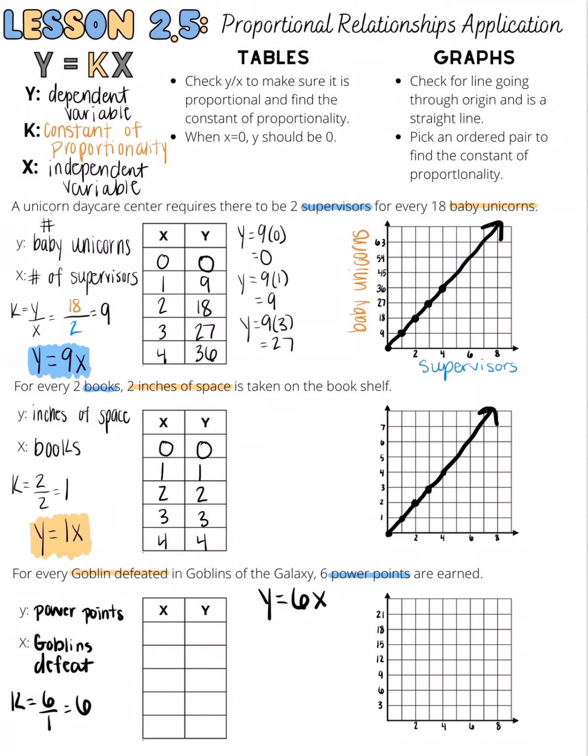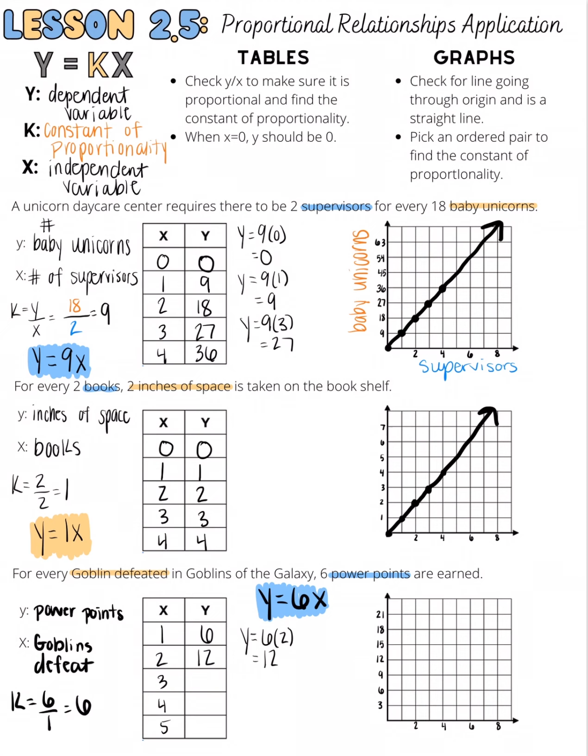Woo, we got our equation. Yay us. So now we get to fill in the table. Okay, so I'm going to pick my values 0, 1, 2, 3, 4. Or if you didn't want to do 0, you don't have to. We'll just do 1 through 5 this time. So 1, 2, 3, 4, 5. So if I beat one goblin, I get 6 power points, okay? If I defeat 2 goblins, so let's plug in 2 for x, then that means I get 12 power points.